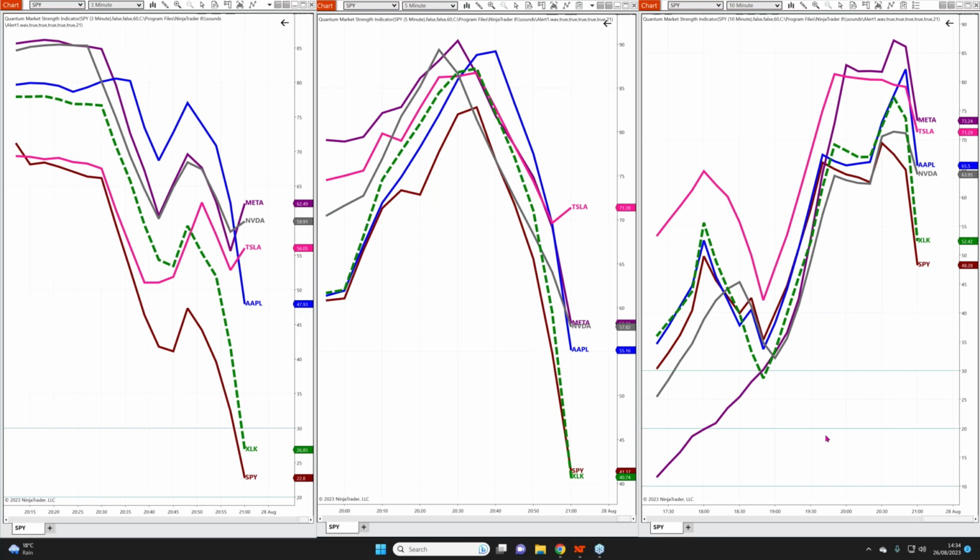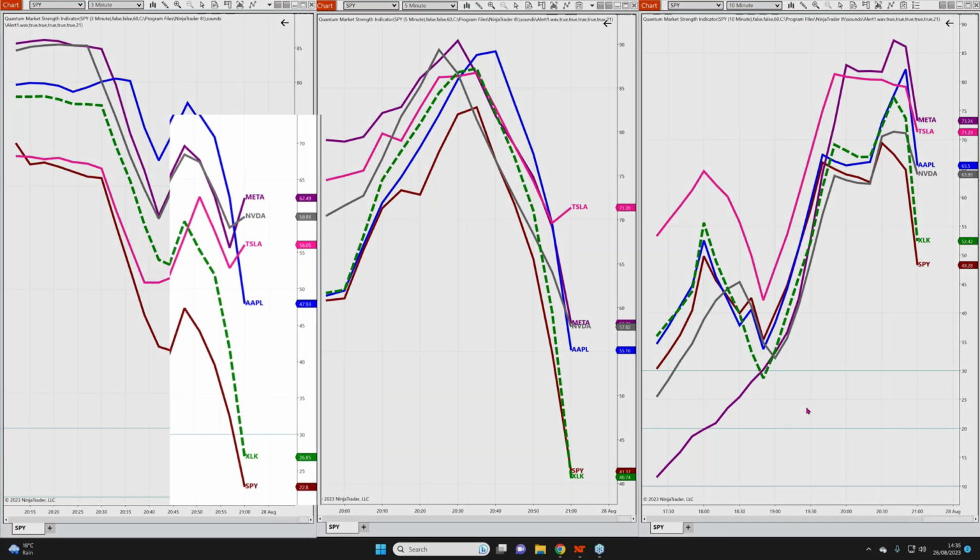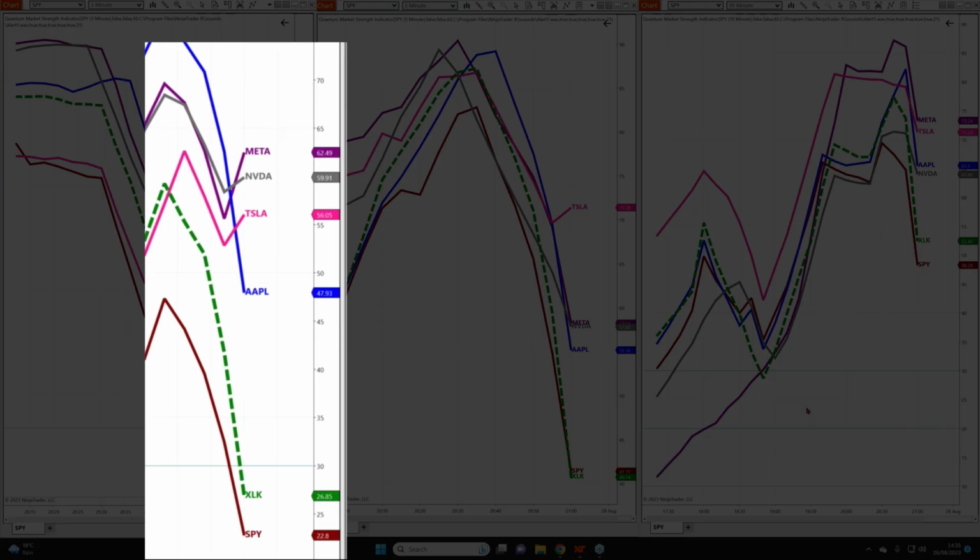Time frames are 3 minute, 5 minute, and 10 minute. And on each one, we've got 4 stocks. We've got Meta, we've got Nvidia, we've got Tesla, and we've got Apple. And then in addition to that, I've also added on the SPY, which is the brown line here.